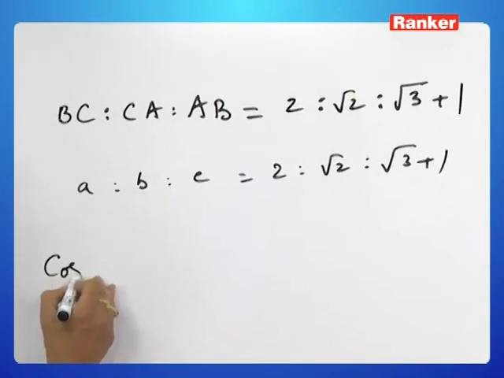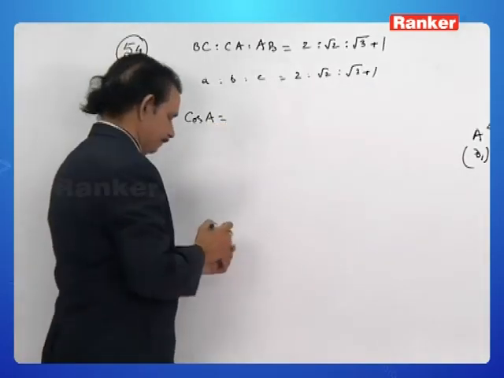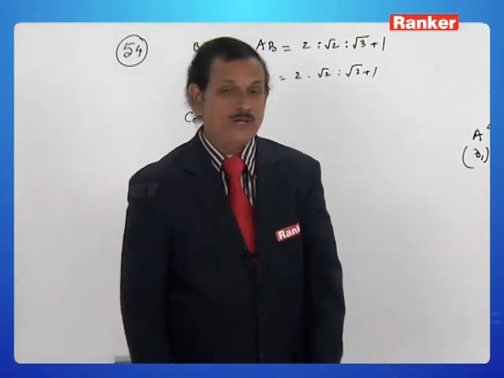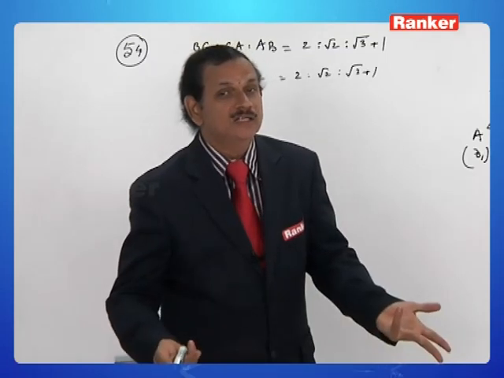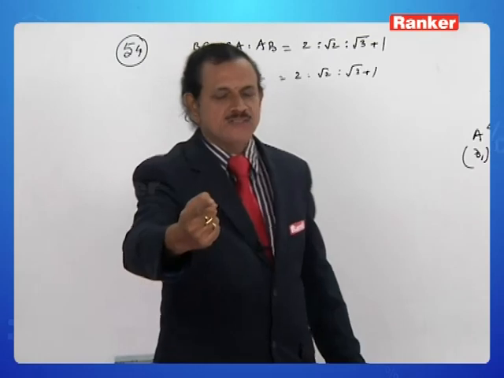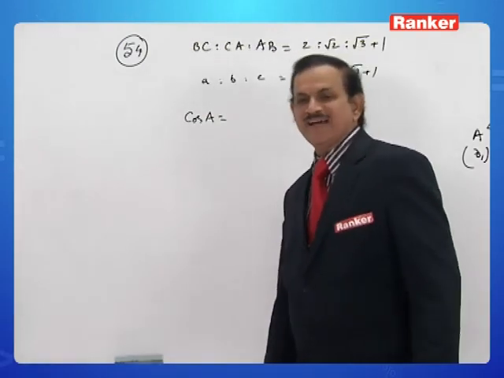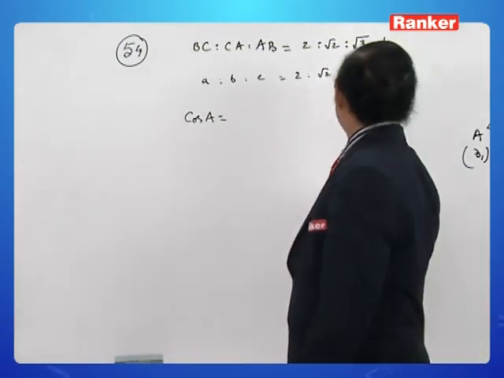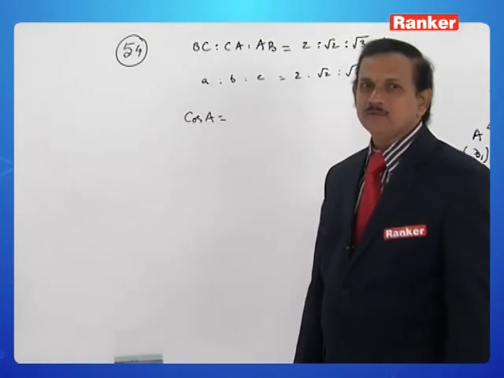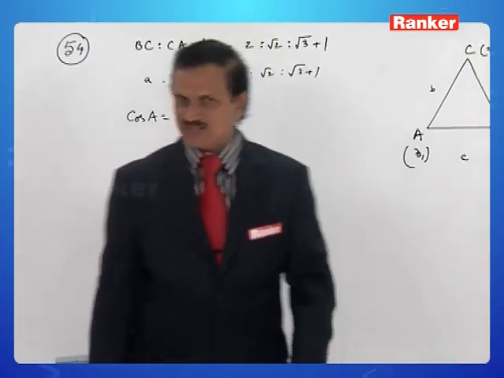Let me now calculate cos A. You may ask me, why should I calculate cos A? Why not cos B or cos C? Because in the question, he is mentioning Z3 minus Z1 by Z2 minus Z1. What is Z3 minus Z1? AC. What is Z2 minus Z1? AB. What is the angle between AC and AB? It is nothing but A.